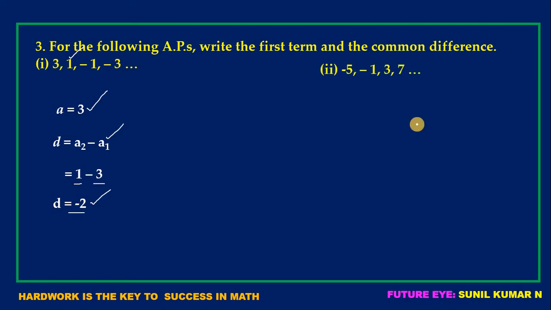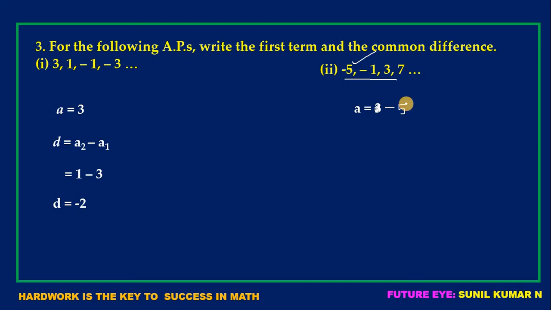Let's take another problem. Minus 5, minus 1, 3, 7. Here the very first term is minus 5. So the a value is minus 5. Children, it is not 3. You just write a value is minus 5.